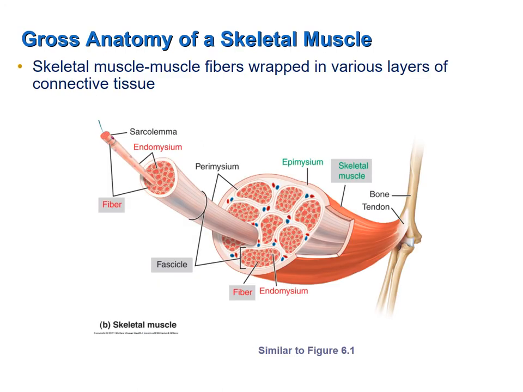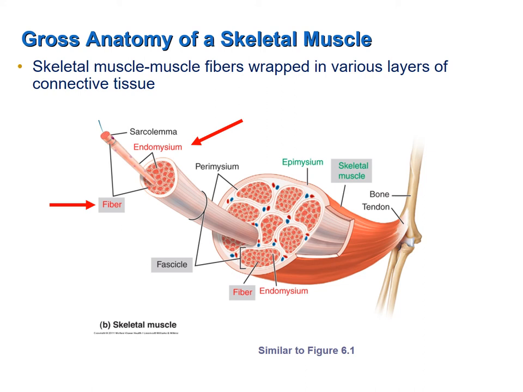Let's now consider the gross anatomy of a skeletal muscle, the organ. So a skeletal muscle is a collection of muscle fibers, skeletal muscle cells, wrapped in various layers of connective tissue. And we're going to use this figure from your book to illustrate the gross anatomy of a skeletal muscle. So here we have individual skeletal muscle fibers. These are the individual skeletal muscle cells. Each skeletal muscle fiber is surrounded by a connective tissue layer called an endomysium.